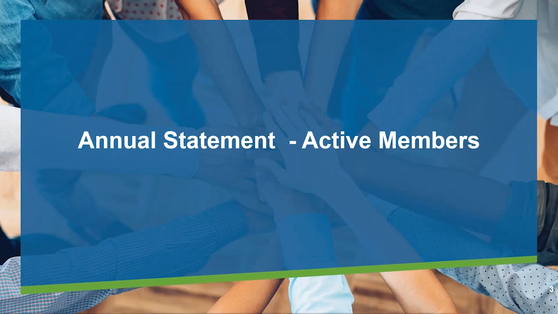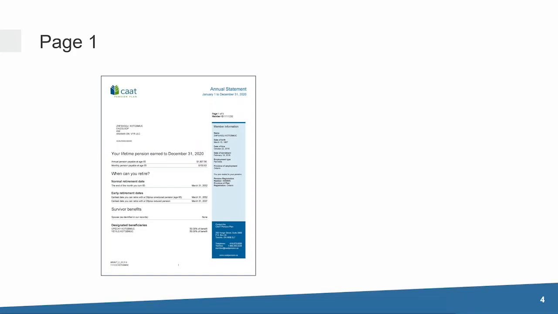Thanks, Andy. Good afternoon, everyone. We will now review the statement that is provided to active members in the plan. Here is the first page of the member's annual statement. On the right-hand side, we show the member ID and page number. This will appear on each page of the statement. The member ID is the number the member should use to register for My Pension and when contacting the plan to assist us in verifying their identity.